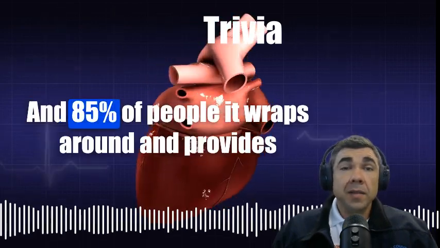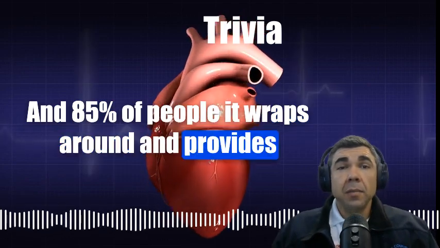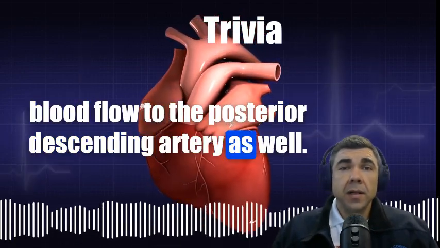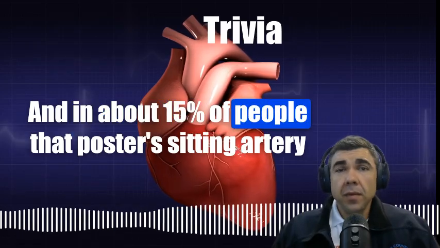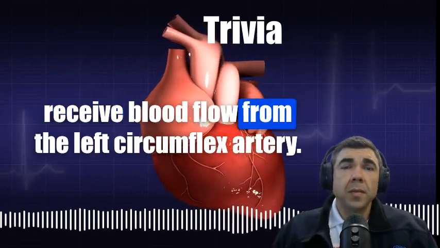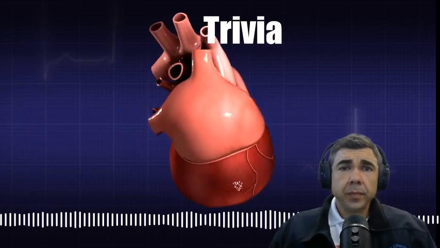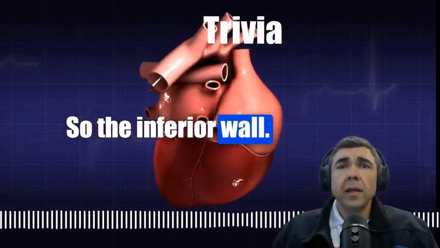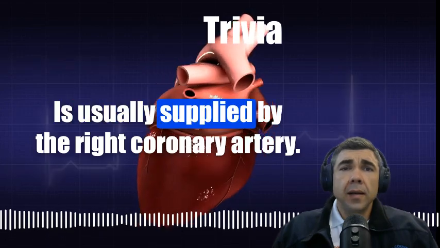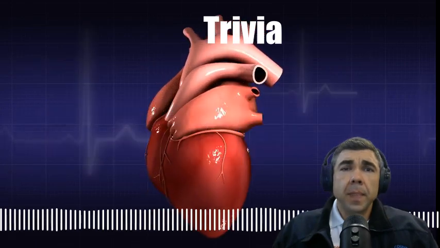In 85% of people, it wraps around and provides blood flow to the posterior descending artery as well. And in about 15% of people, that posterior descending artery receives blood flow from the left circumflex artery. So the inferior wall is usually supplied by the right coronary artery.